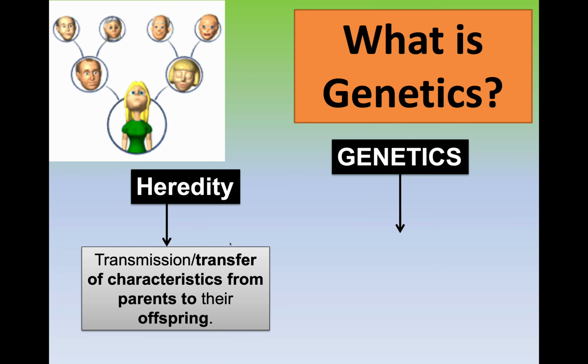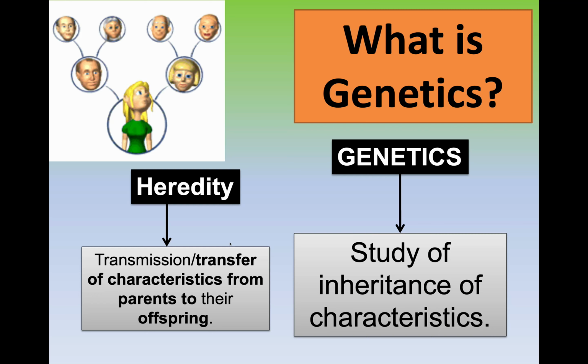Now, the study of genetics, children, want to find out how these characteristics are going to be passed on from the parents to the offspring. Right? So, what is genetics? Genetics is the study of heredity, or it's the study of inheritance of these characteristics. Genetics wants to find out how these characteristics are being inherited or passed on from the parents to the offspring.